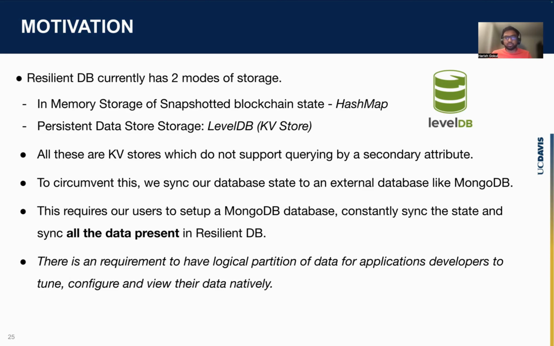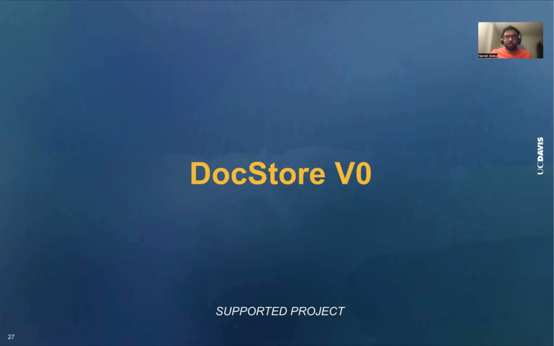These key value stores do not support querying by a secondary attribute. To circumvent this, we synced our database state to an external database like MongoDB. This required application developers and users of ResilientDB to set up a MongoDB database and constantly sync all the data present in ResilientDB. So there was a requirement to have a logical partition of data for application developers to tune, configure, and view their data natively. This was the motivation for DocStore, and this is version v0.